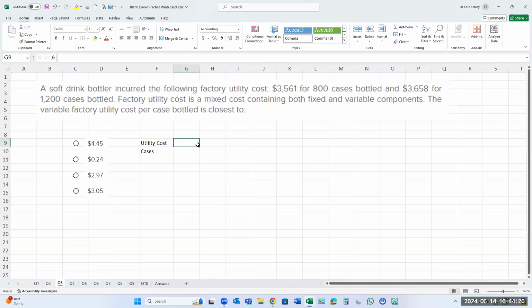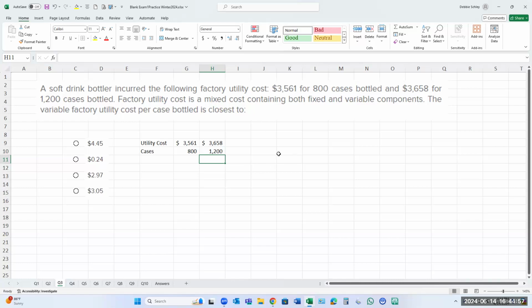So utility costs are 3,561 when I do 800 cases. And the utility cost is 3,658 when I do 1,200 cases. Factory utility cost is a mixed cost containing both fixed and variable components. The variable factory utility cost per case bottled is closest to.